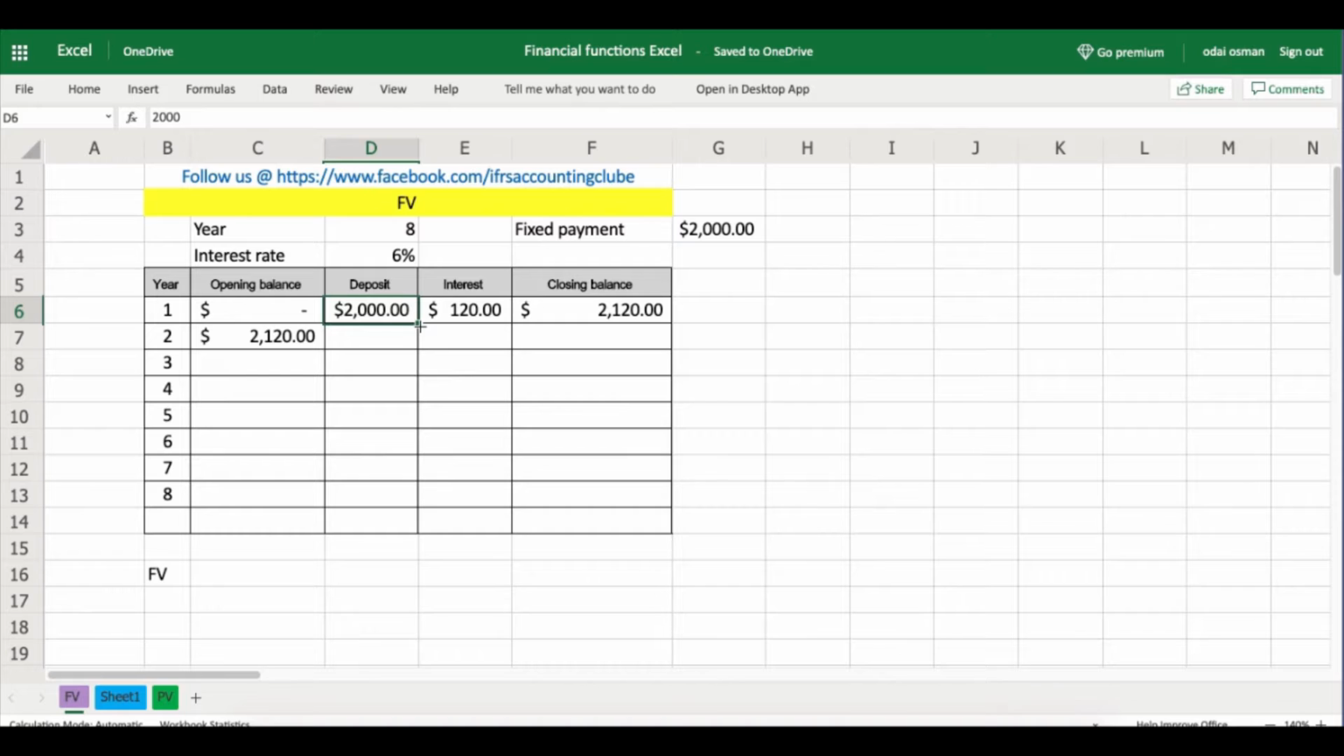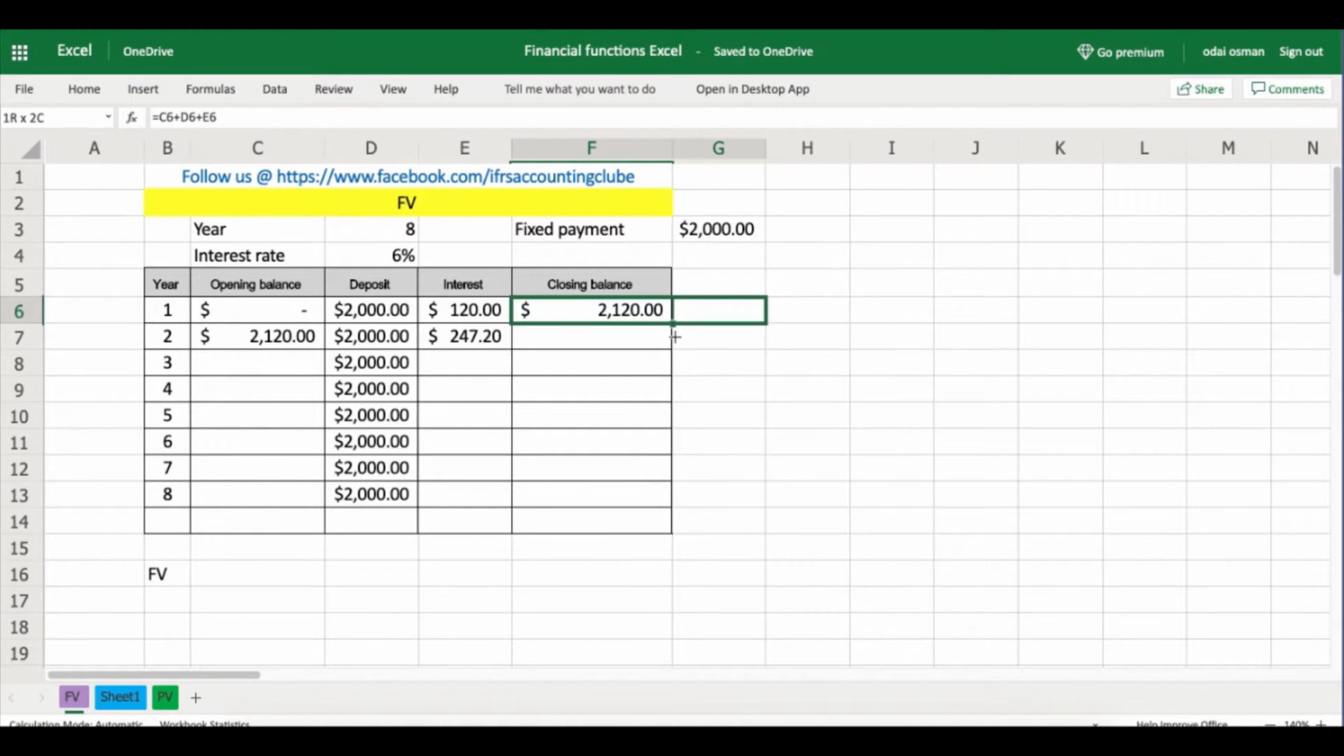The deposit is fixed for all years. It means we need to drag down the formula to apply for up to the 8 years. So the interest is this amount if you use the formula, and the closing balance in the second year would be the same also. Same formula.